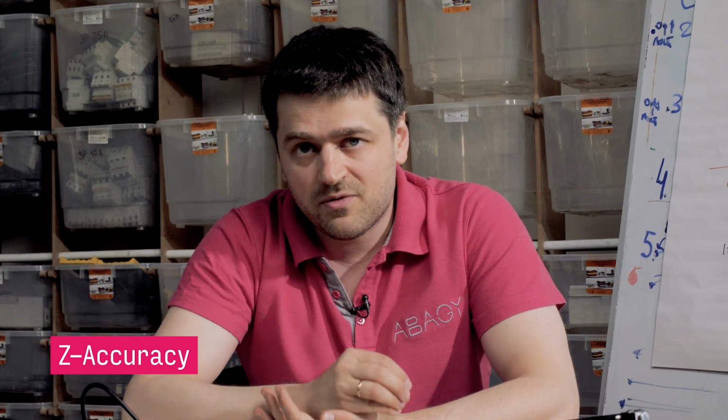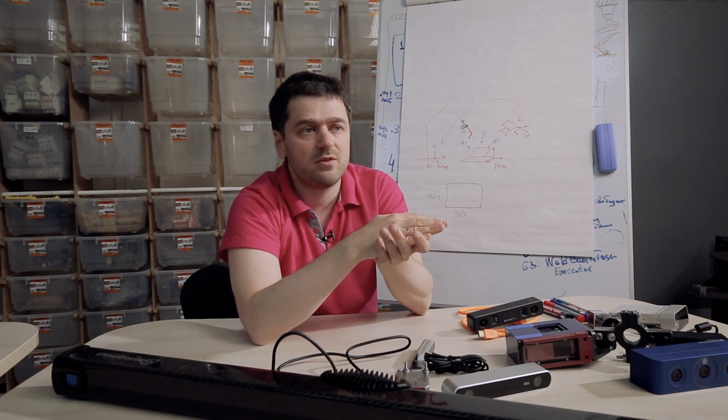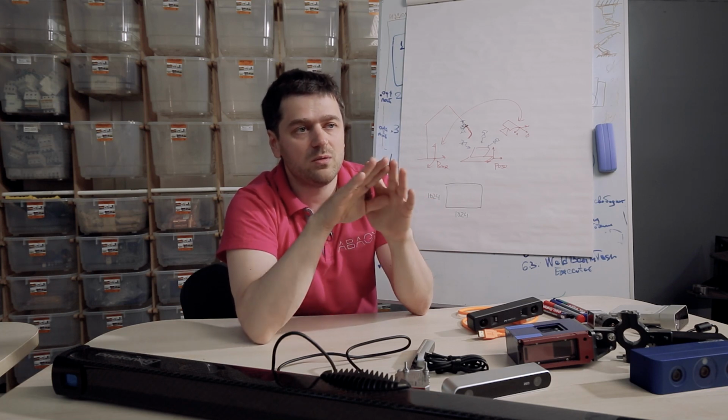The next important parameter is the Z accuracy, and Z accuracy is the actual accuracy of the device. So the difference between the distance to the specific point and the ground truth distance of this specific point. The Z accuracy is usually averaged over the whole imaging plane, and it also depends on the distance from the scanner. So further away, the Z accuracy is lower.